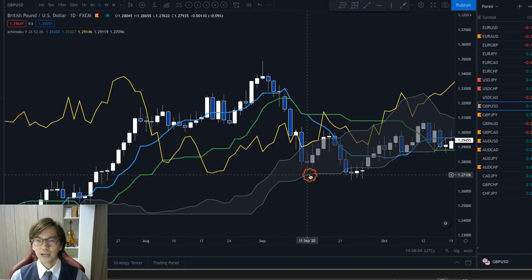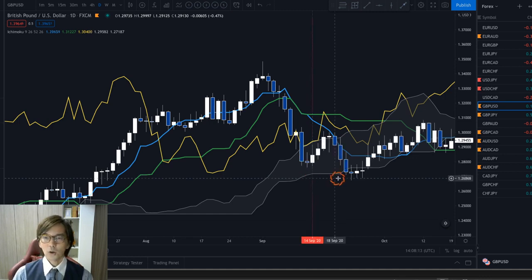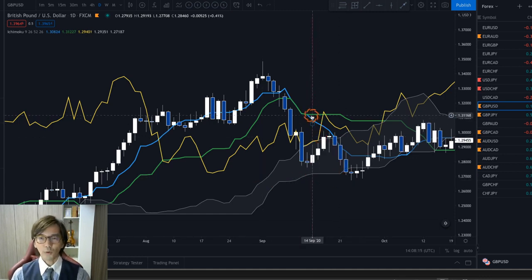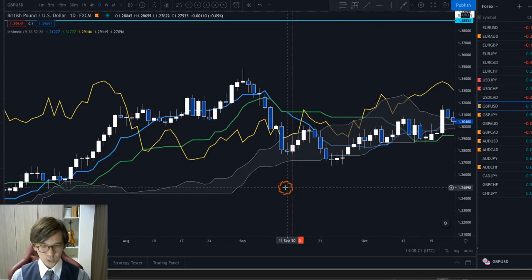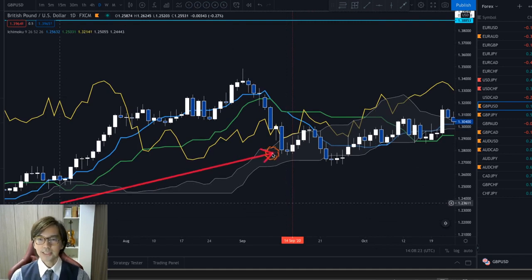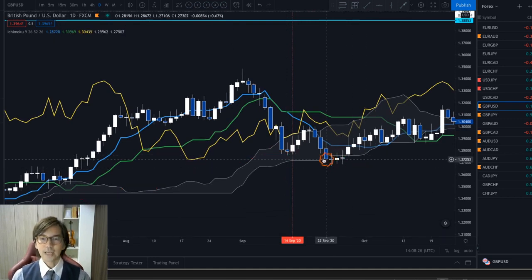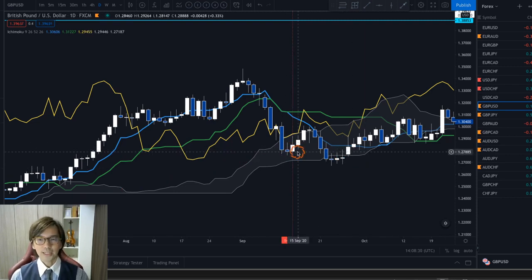So exactly on this day, the 14th of September last year, there was a dead cross of Tenkan Sen and Kijun Sen. So exactly on this day, this was the end of the uptrend in the short to mid-term. And what's more, in this case, the market went into the Kumo and the Chikou span break was already happening.